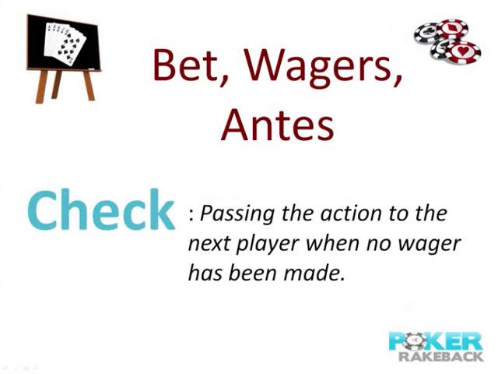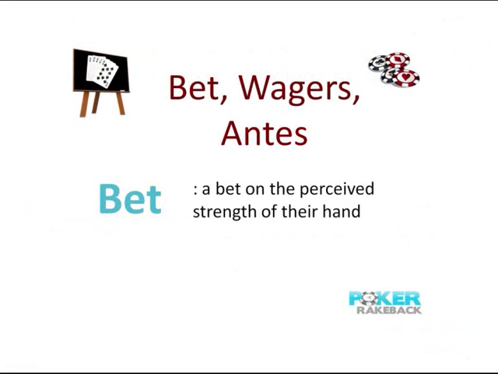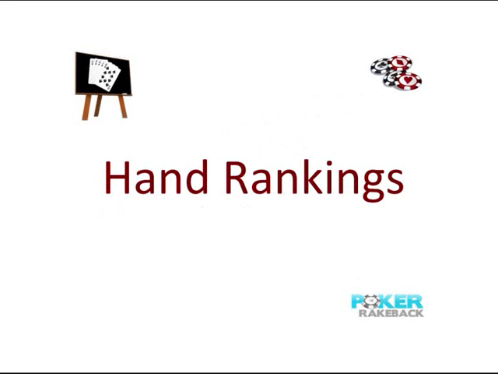Another action is to check, which is a passing action to the next player when no wager has been made. And then there's a bet. This is an action by a player staking a bet on the perceived strength of the hand to win the pot. Okay, so now let's look at what constitutes the highest hand, or the strongest hand as it's often known.